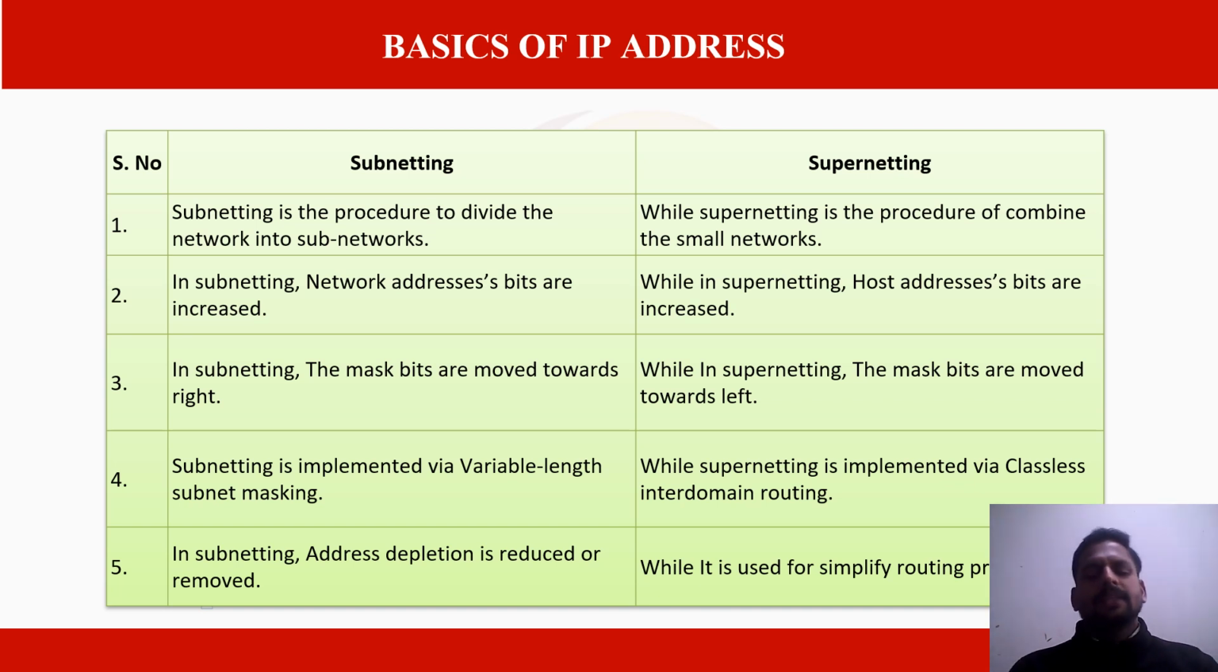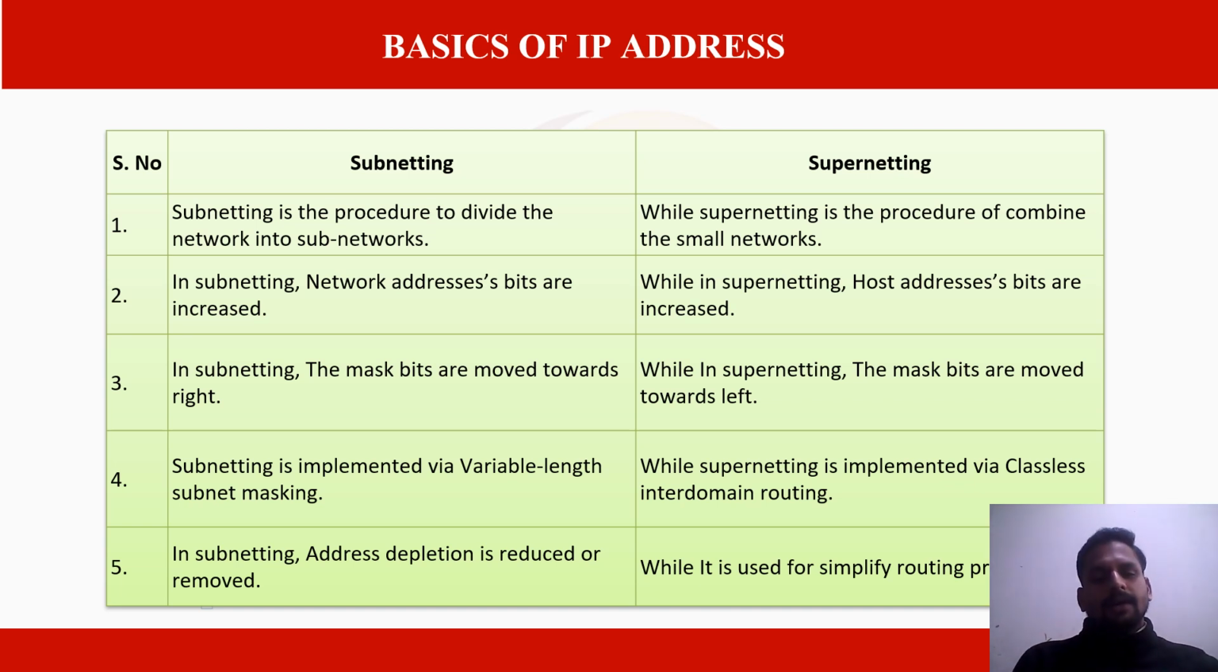Yeah, the direction they are telling. So if the subnet is moving towards the right, then obviously that supernetting is moving towards the left. Okay. And the fourth point, the subnetting is implemented via variable length subnet mask. So they are telling the VLSM concept is used in the subnet. So you see here, we are not going to use the VLSM concept, so we can go with the FLSM, or else they are using the term called classless interdomain routing here.